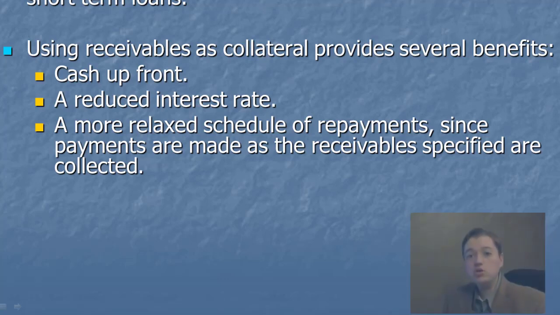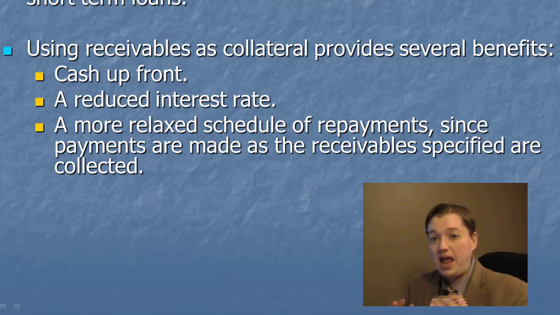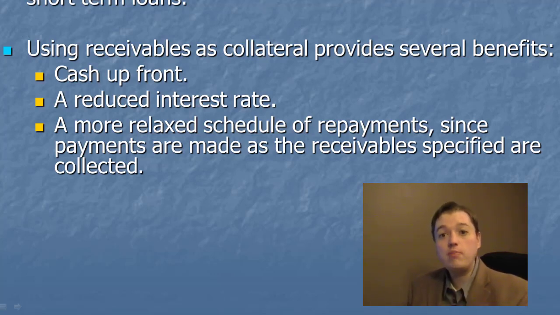You see, with most notes, you have a set payment schedule. You're going to pay X amount every month or every quarter, and it'll have this much interest and this much principal, and that's just how it works. But typically, when we use accounts or notes receivable as collateral, the payment schedule is based on our collections. So the contract basically says, here are the receivables that you've pledged. As you collect those receivables, you will remit the money to us once a month or once a quarter.